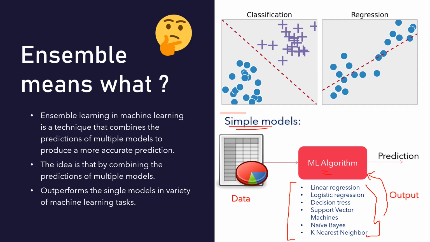It can be either logistic regression, decision tree, or anything from this list, but it's only one algorithm. That algorithm will be trained on a training data set, and then it can be used for classification on unseen data. That's the core idea of machine learning. So these are the simple models. Simple models mean having only one algorithm.